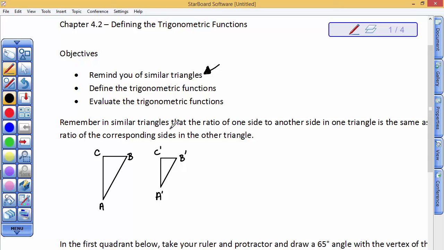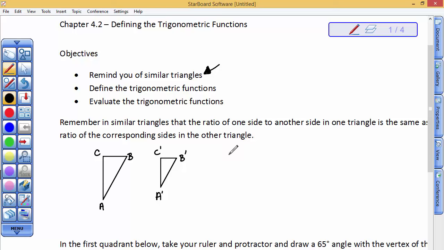meaning a fraction. So first what I'd like you to do is remember that in similar triangles the ratio of one side to another side in one triangle is the same as the ratio of corresponding sides in the other triangle. You can write that out a variety of ways. You could say this side is to this side as this side is to this side.